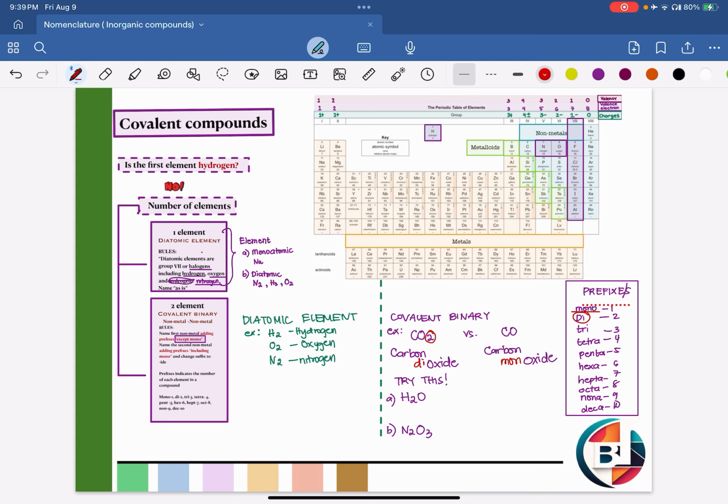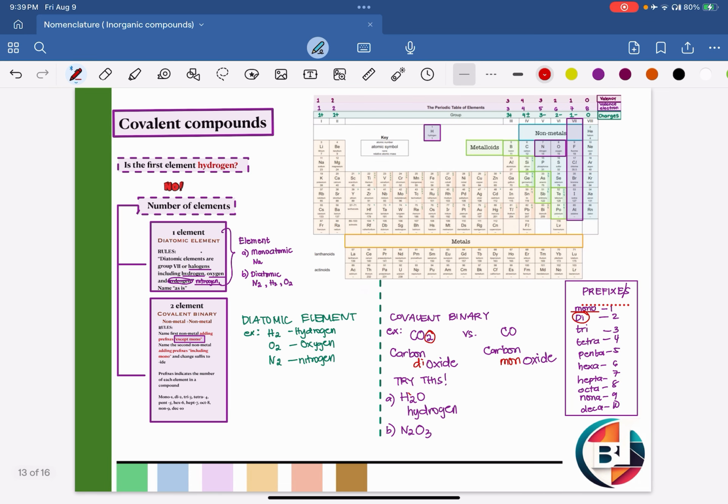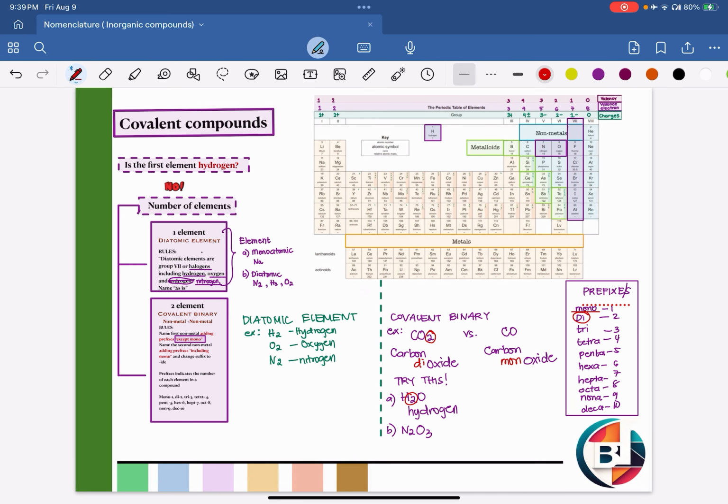Let's have the other examples. First, name it hydrogen. How many hydrogen do you have there? You have 2, so you would have dihydrogen. Next to it, you have oxide. How many oxygen? You have 1, so you would use the word monoxide.